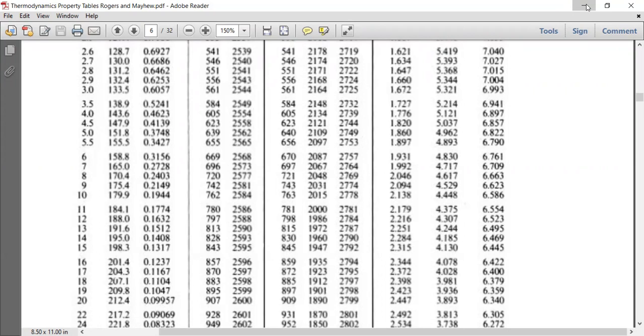So for example, let's say 18 bar, you have 207 here, let's say 300 here. So your temperature is 300 degrees Celsius. Example.